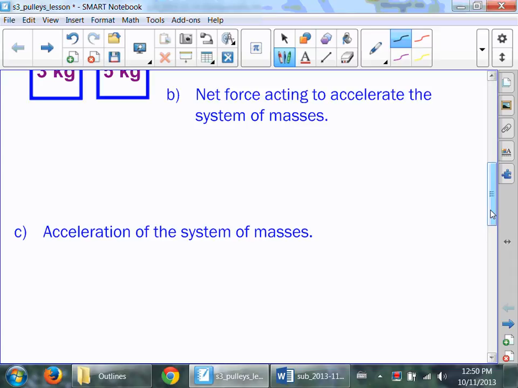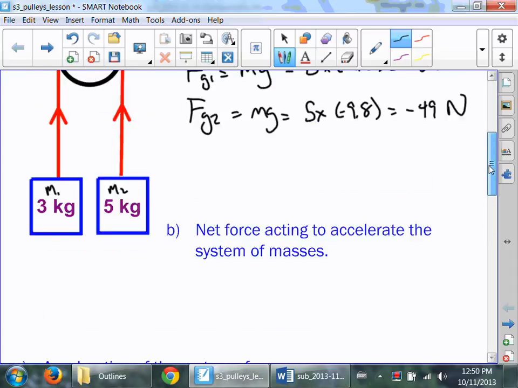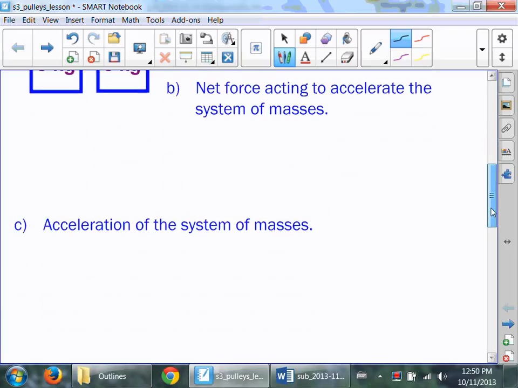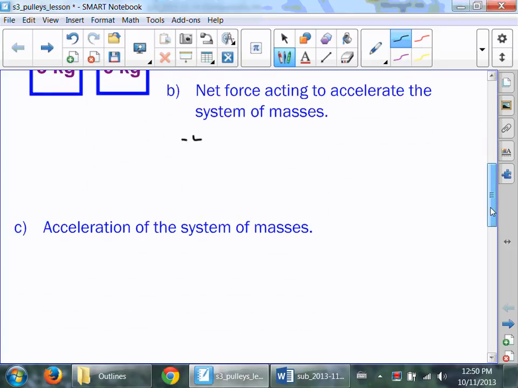So what would be the net force acting to accelerate the system of masses? Well, basically what we have to do is look at the difference, right? Obviously, the 5 kilogram mass would be pulling a little bit harder. How much harder? Well, it would be negative 49 minus negative 29.4. The net force going down is going to be 19.6 newtons.